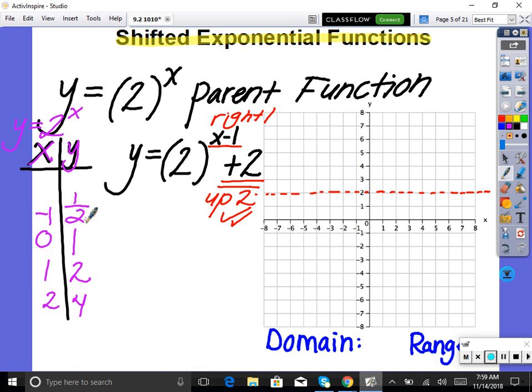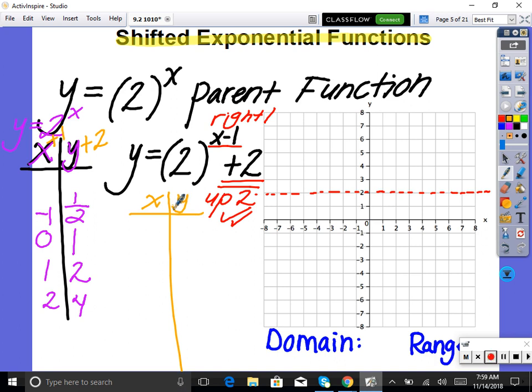If I wanted, I could plug in a -2, I get a 4th. That's good enough. That's plenty of points here, isn't it? Now from here, we're literally just going to take our xy points and shift them. Right 1 means you take your x's and add 1 to them, wouldn't you? Then your y values, it says up 2, you're going to take and add 2. So now for this function, you have your exact xy points to graph, and it's really straightforward.